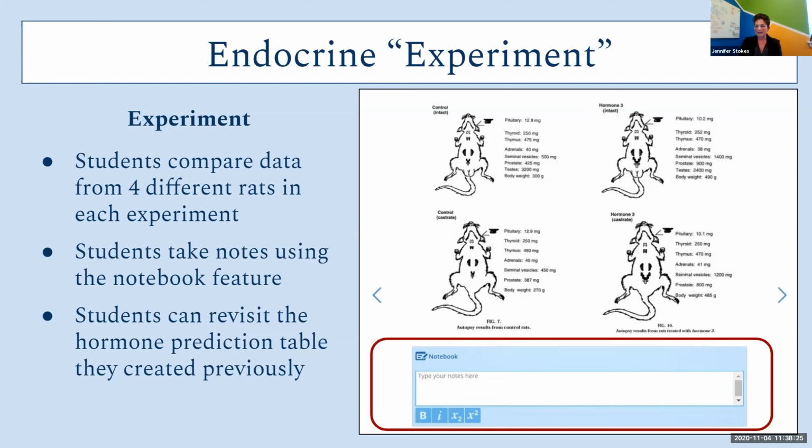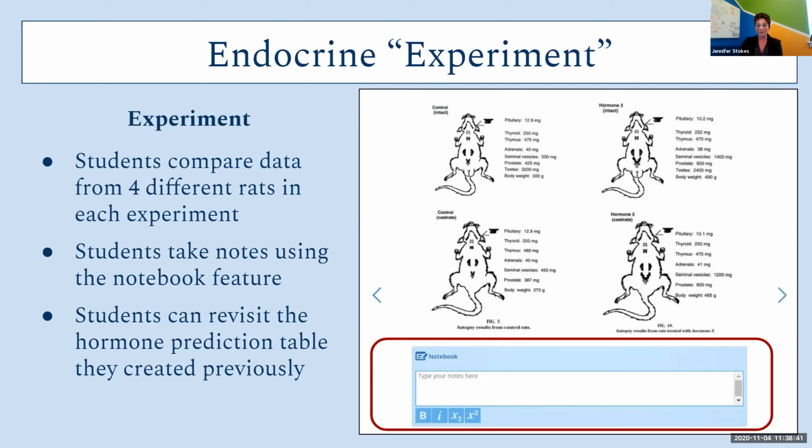I actually provide my students with a very detailed rubric in terms of what I want to see in their notebook, because I tell them that a lot of their grade is actually going to come from what's written in the notebook, because that's where their rationale is, right? It's one thing to take a guess as to what the hormone might be.